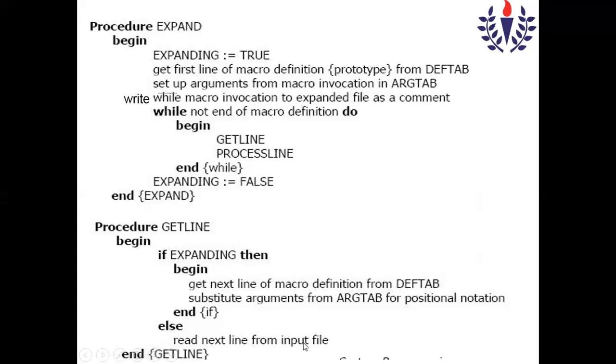Read the next line from the input file. One line, it will read from the define table, then read what parameter is required. Accordingly, take the parameter from the argument table and then read the next line. So this is the procedure of expand. This is the algorithm for the expand procedure.